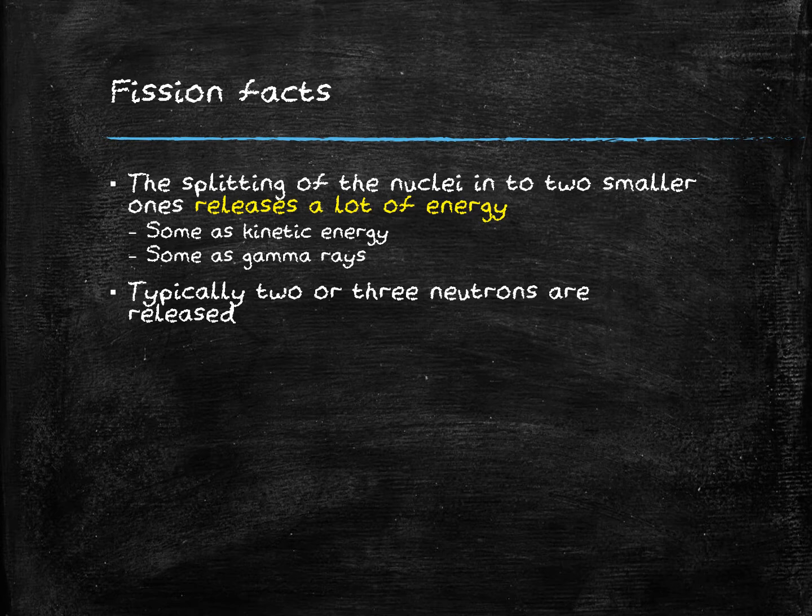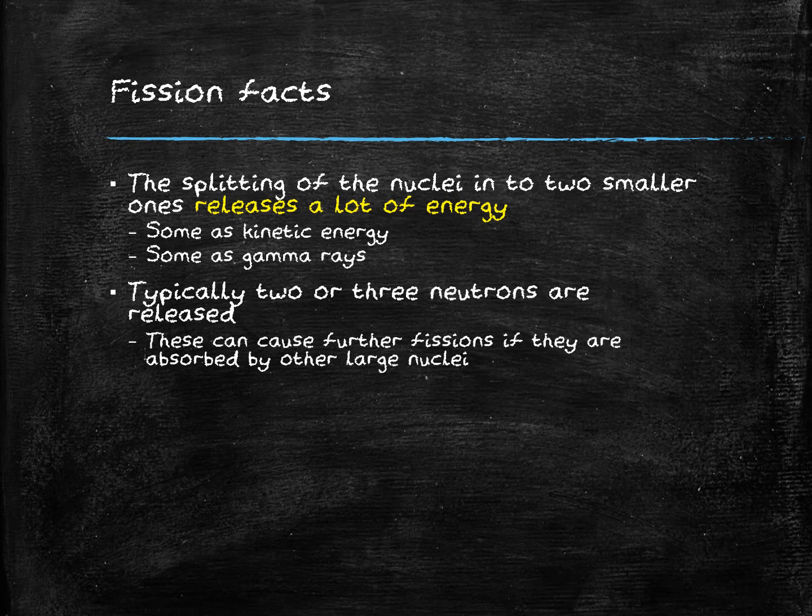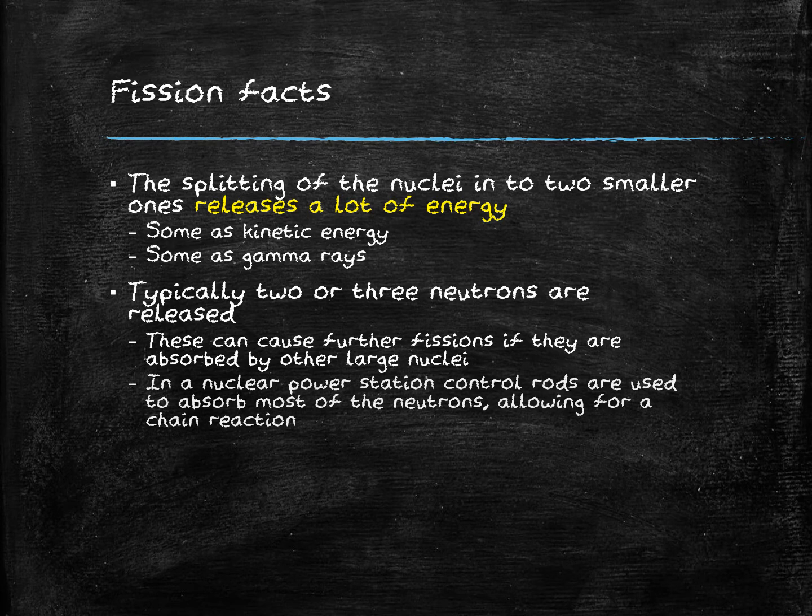But that leads us to a point that we need to make. Those neutrons could then theoretically cause further fissions if they're absorbed by other large nuclei or other fissile nuclei. In a nuclear power station, this is used. We use this idea to produce a chain reaction which releases a steady amount of energy, and I'm going to talk about that more in just a moment. We use something called control rods, which are lowered into the nuclear reactor to absorb those excess neutrons, so that only one or so of the fissions causes another, and that allows for the steady release of energy.